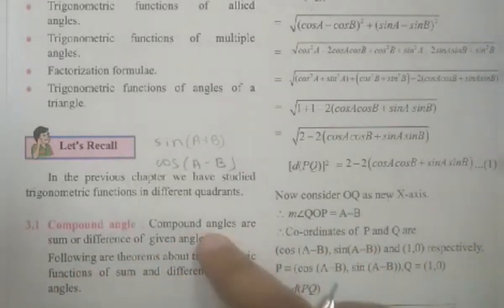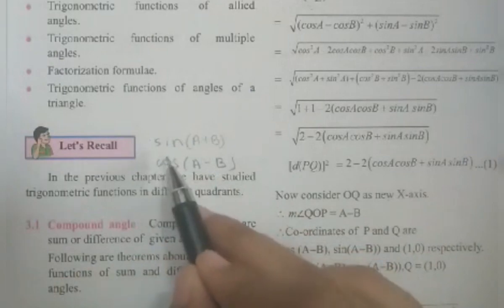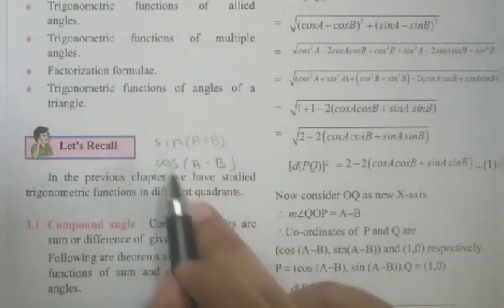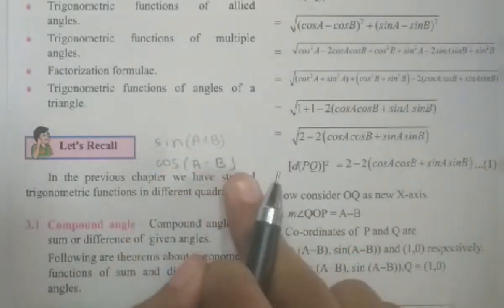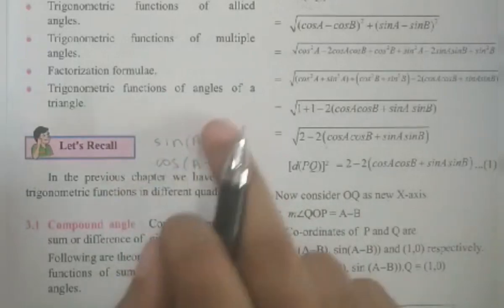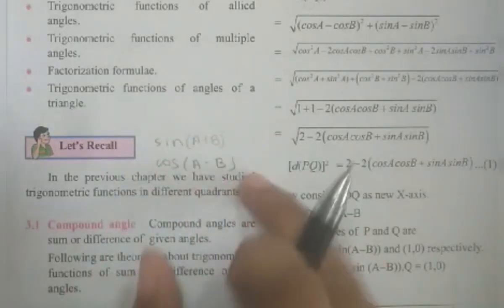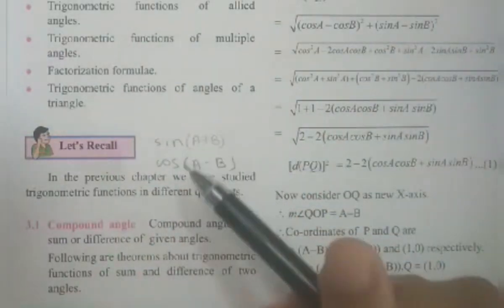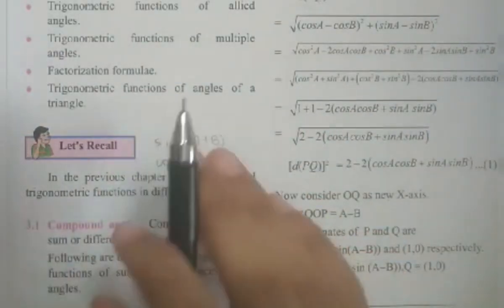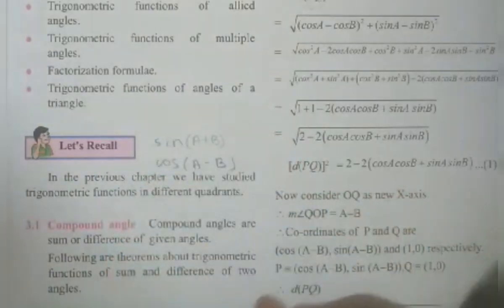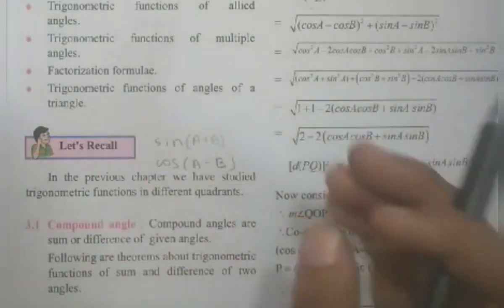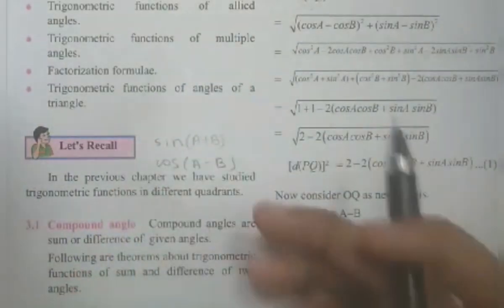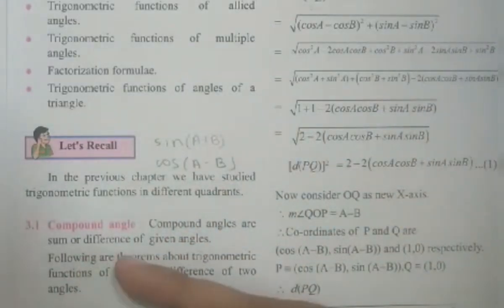What does this mean? This means that the sum, like sin of A plus B, here there is a sum of two angles, so this is a compound angle. Now difference, cos of A minus B, there is a difference of two angles, so this is a compound angle. Now in compound angles, are only sine and cos the functions? No, the trigonometric functions can be sec, cosec, cot, tan theta, anything. Just it should be a sum or difference of given angles, which is known as a compound angle.